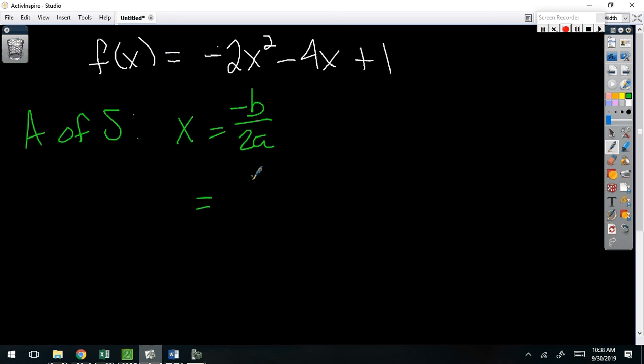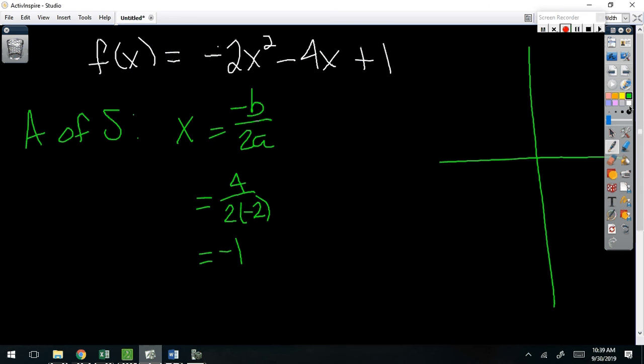Opposite B would be 4 over 2 times negative 2. -1. Is that what we had before? We had -2 before that. All right, -1. We have our axis of symmetry at -1. Now I need to know where on this axis of symmetry do I go for my vertex.